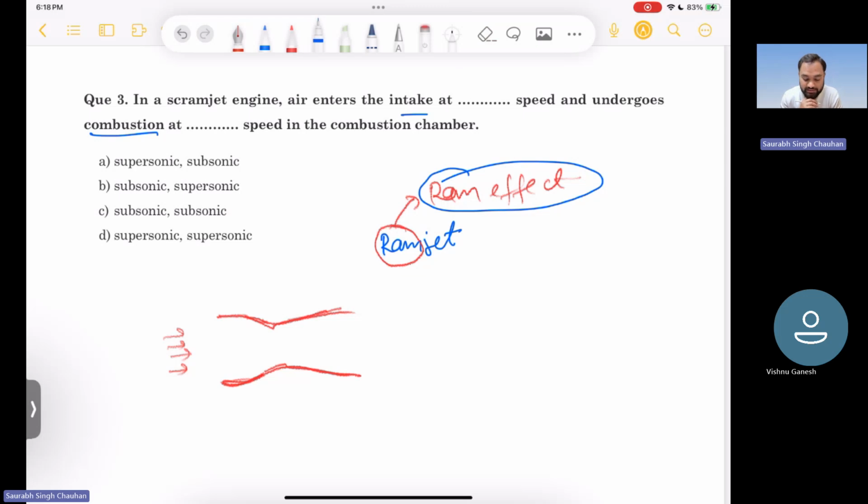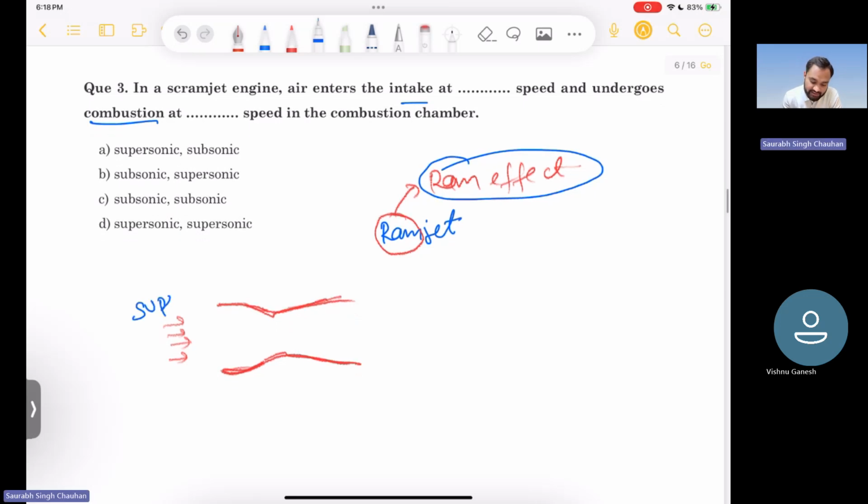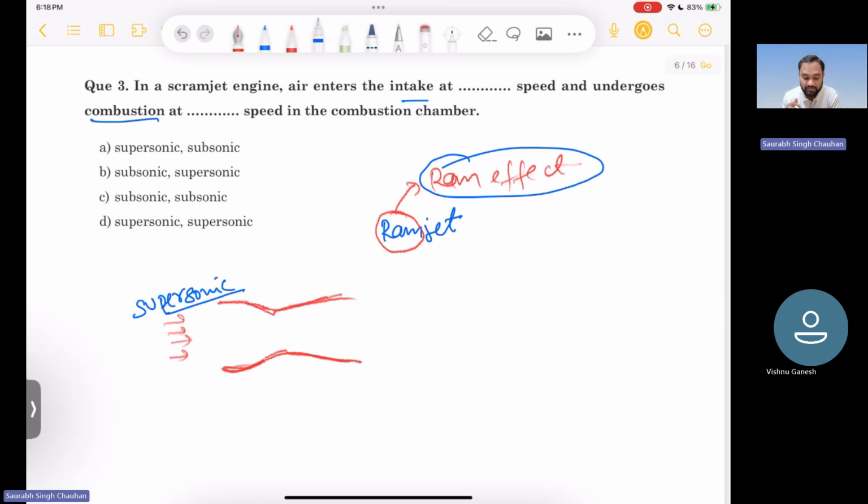It is at supersonic speed. Why? Because here you are not using any compressor or mechanical device to compress this air, you are only using thermodynamics to compress it. That thermodynamic process is basically compressibility, or shock generation. Since the air is in the supersonic regime at intake, it will generate some shock, and because of that the air will be compressed. So at intake, air enters at supersonic speed, meaning Mach number is greater than 1, and undergoes combustion at subsonic speed.